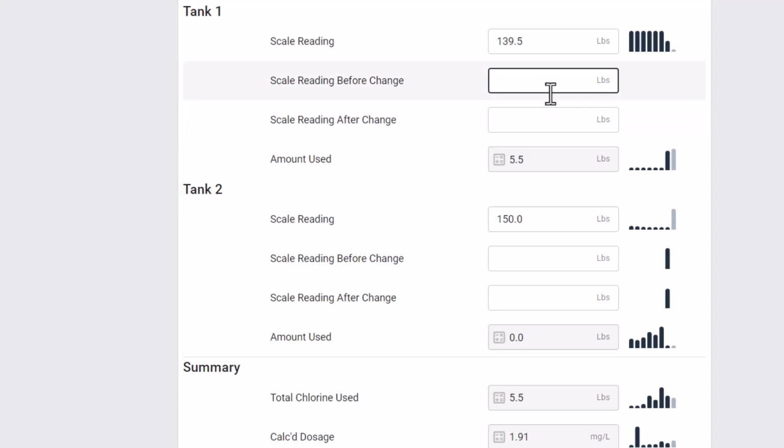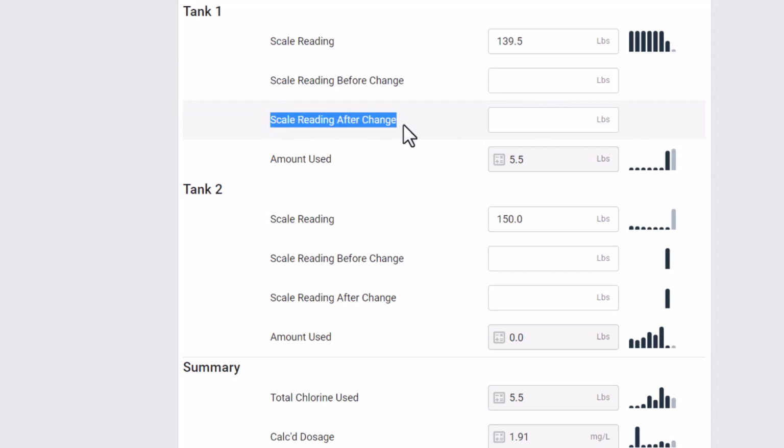It's for when you actually go to change the chemical or fill the chemical from bulk, you would take separate readings here. Most days when you're not filling from bulk or not replacing a tank or a chemical, these two are going to remain blank. So what Waterly does is the next day, it's going to take its difference from the scale reading after change instead of the scale reading because it knows that you filled from bulk. That allows you to have the minimal amount of data entry and also account for when the tank fills.